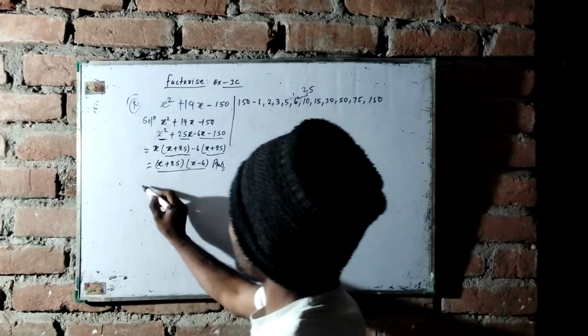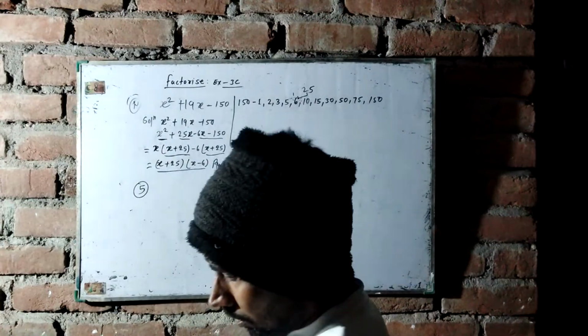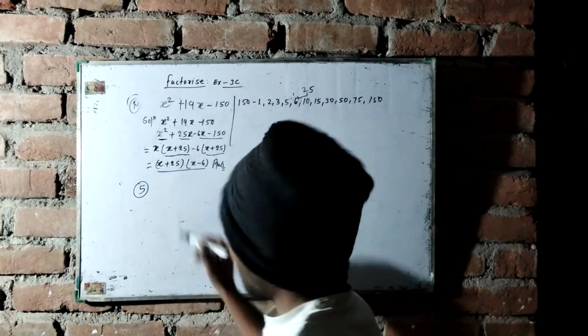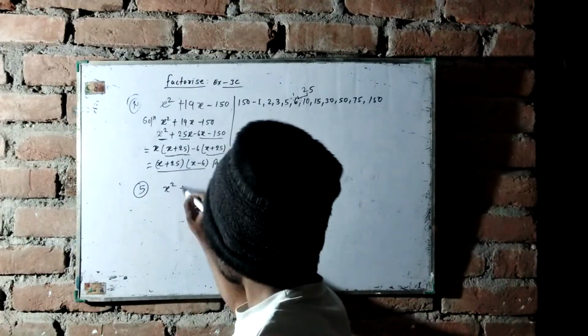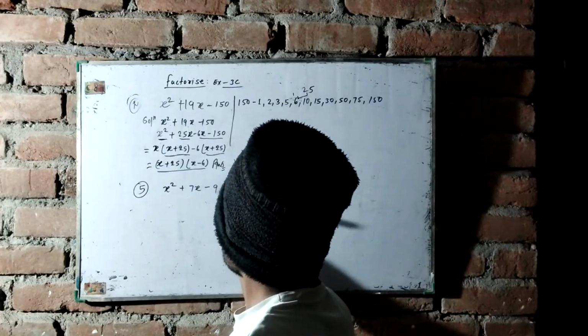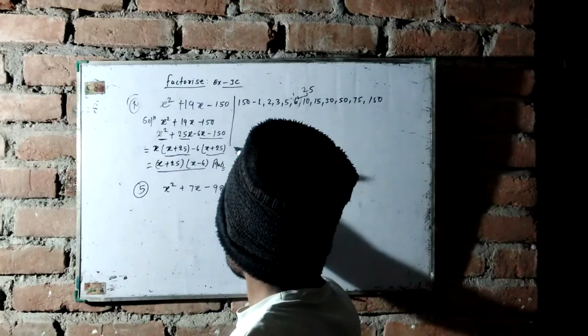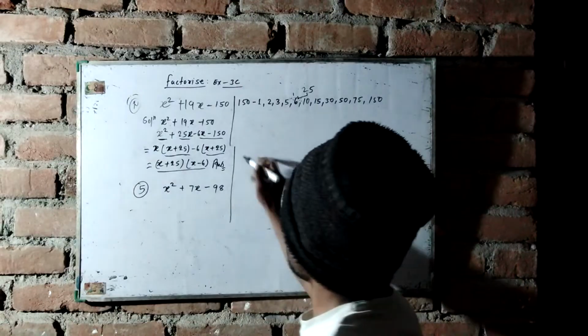Now let's go ahead to the next questions. Question number 5: x square plus 7x minus 98. So first of all, we write all factors of 98.